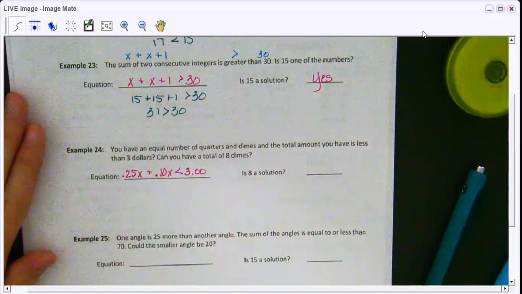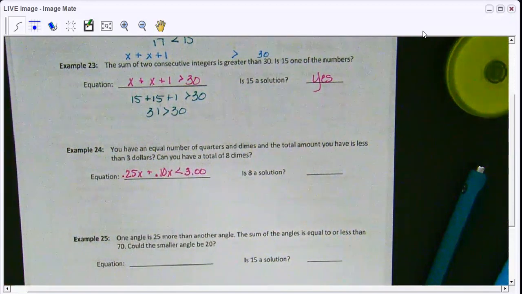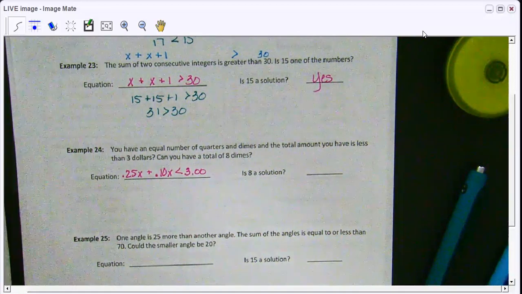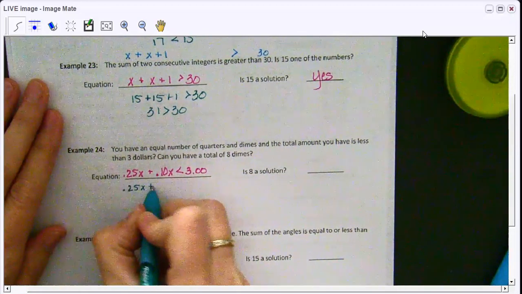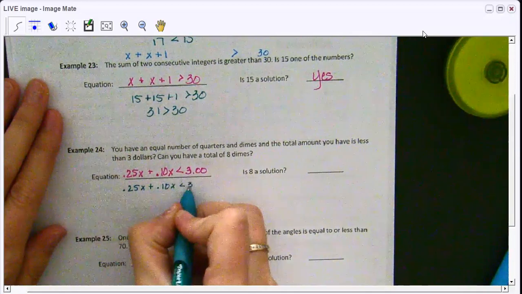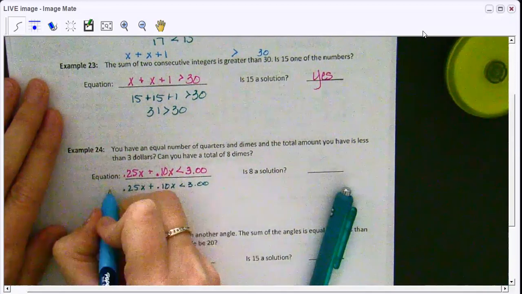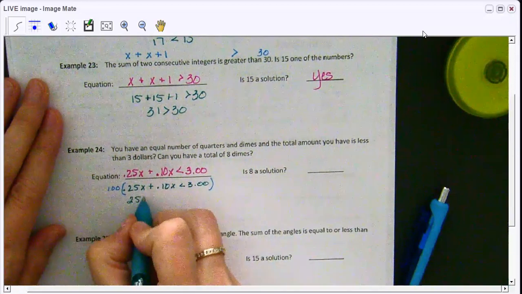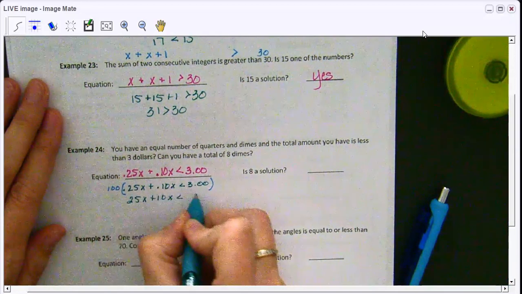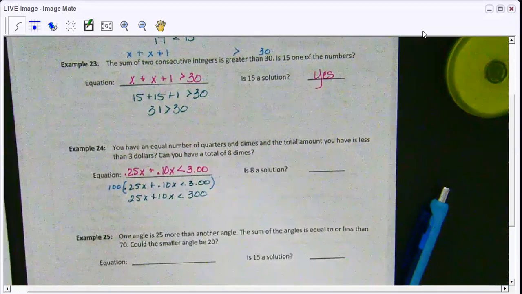Do you know what I would do to this to make it easier to solve? Multiply it by 100. Yeah, I would multiply it by 100, so that's what I'm going to do here. Multiply this whole thing by 100, and you get this. Okay, and now you just solve it for x.